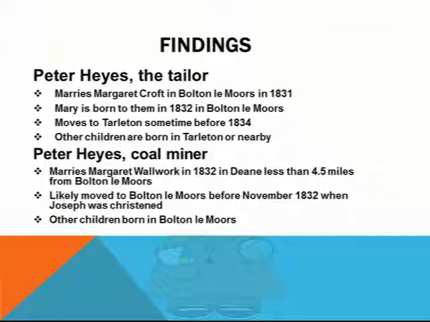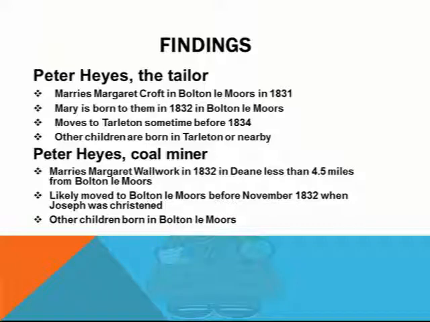Putting all of the evidence together, we find that Peter Hayes married Margaret Croft in 1831 in the parish of Bolton le Moors. Their first child, Mary, was born the next year in the same parish. Before their next child was born in 1834, they moved to the Latham-Tarleton area, where the rest of their children are born, about 16 miles away.